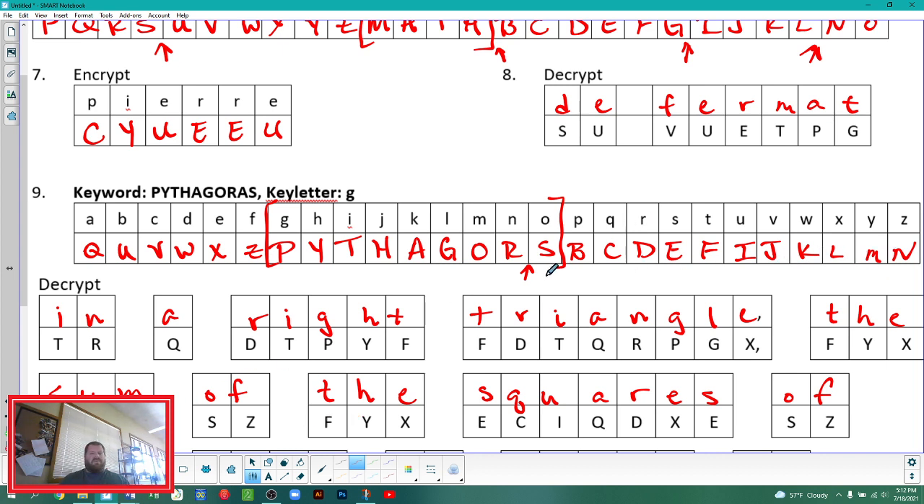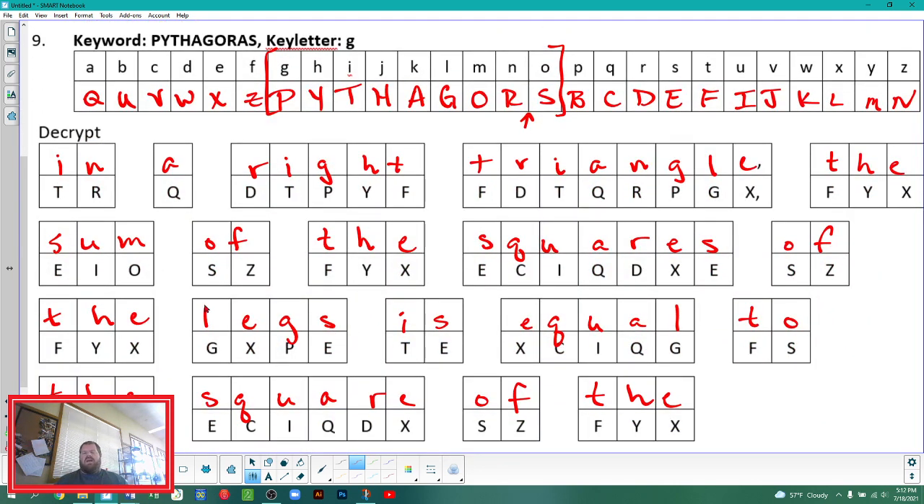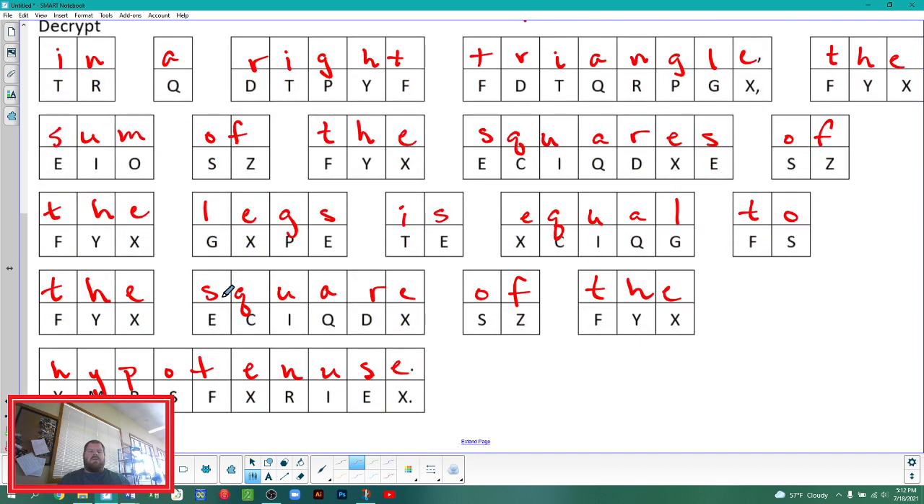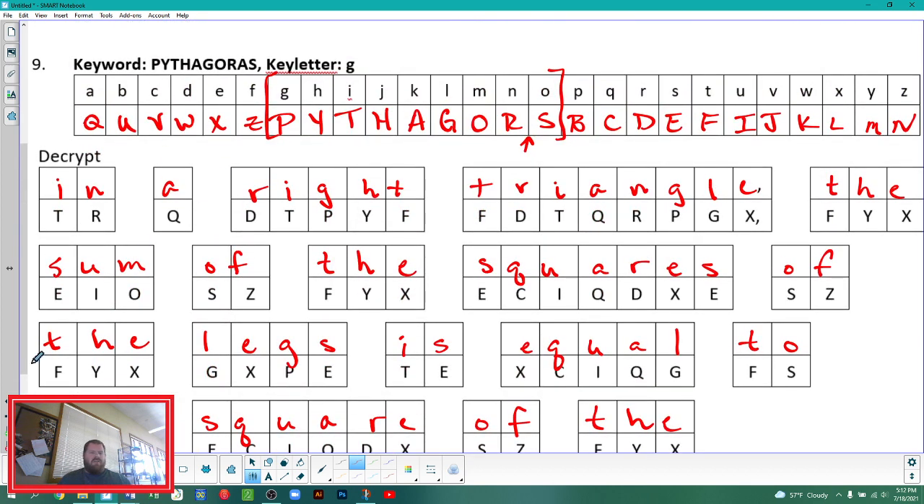I ended up doubling up. I think I first doubled up the P, and then I doubled up R. I had a hard time, but work your way through it, get which letters you have to skip, and then the decryption becomes: in a right triangle, the sum of the squares of the legs is equal to the square of the hypotenuse. That's Pythagorean theorem in words, so I thought it was only fitting to go with Pythagoras.